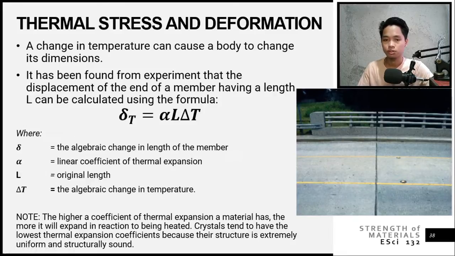Note here that the higher the coefficient of thermal expansion of a material, the more it will expand in reaction. So if you go back to your titanium, it is the strongest, meaning even as the temperature rises, it expands only a little. That is why it has the lowest coefficient of thermal expansion among all the metallic materials listed there.